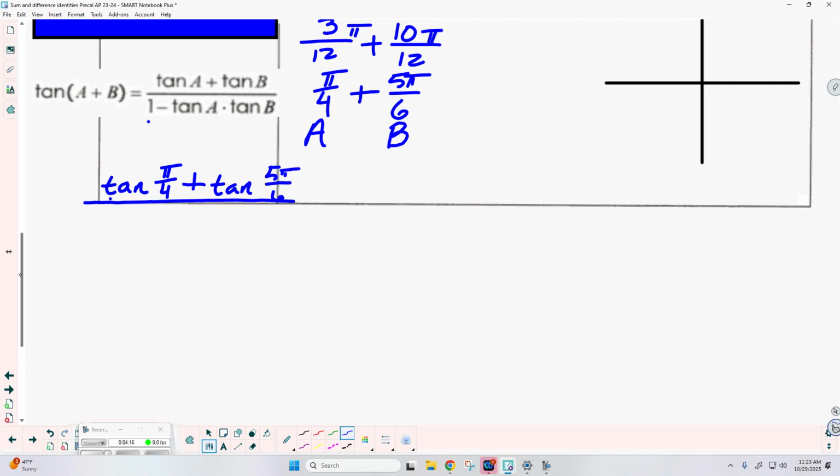And this is all divided by 1 minus, and then I want to multiply the 2 together: tangent of pi over 4 times tangent of 5 pi over 6. Now, in order to start the process, we do need to know what tangent of pi over 4 equals and what tangent of 5 pi over 6 equals. So if you're able with a tangent, whether you're adding or subtracting, to get a pi over 4 or a multiple of pi over 4, that is going to make your life so much easier. Because remember, in a 45-45 triangle, this is when the 2 legs are what?